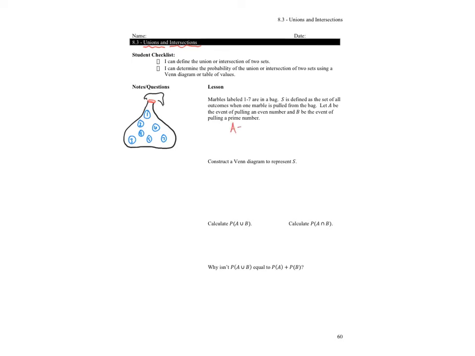So let's define A here just so we can see what these outcomes would be. If it's got to be an even number and it's got to be between 1 and 7, our even numbers would be 2, 4, or 6. So although they didn't ask us to do this, it's good to just see what elements are in set A. And B is the event of pulling a prime number. So in set notation, we can define B, give the elements.